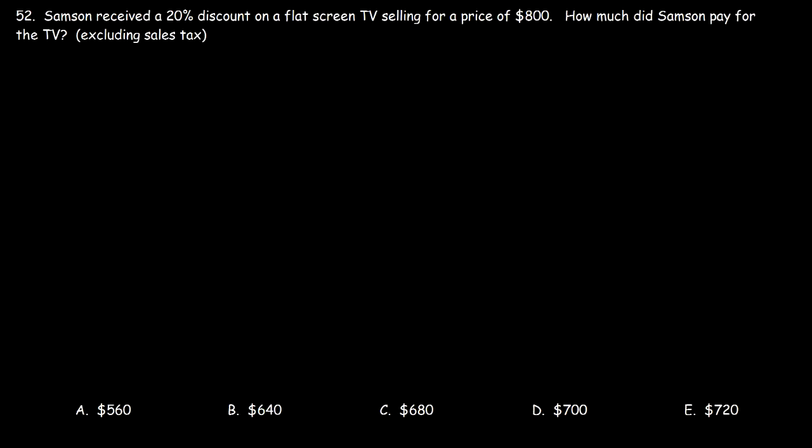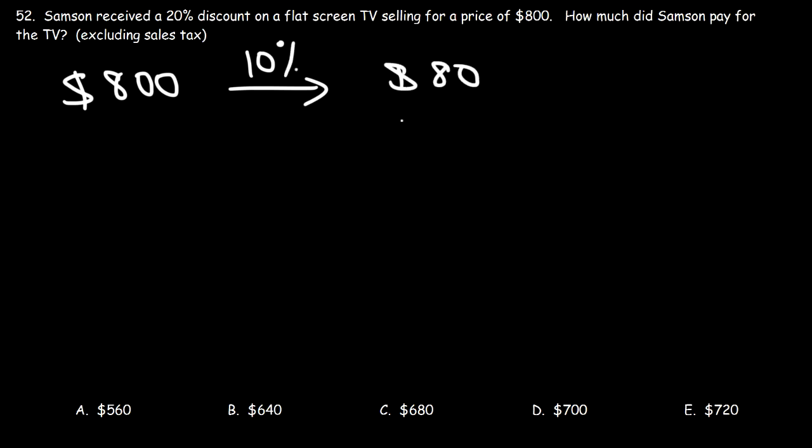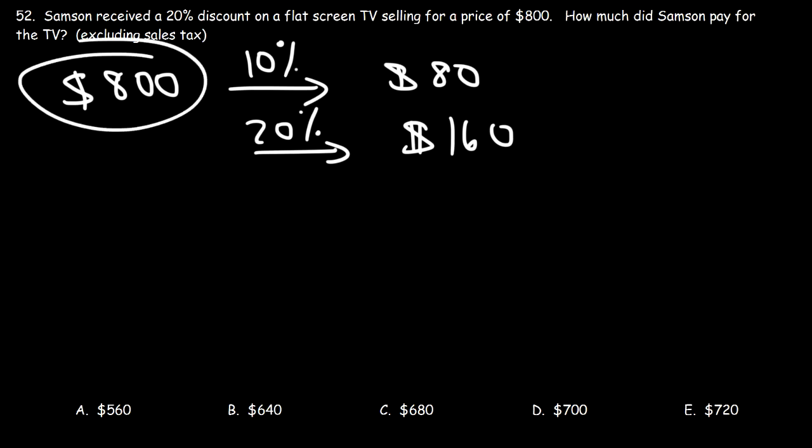52. Samsung received a 20% discount on a flat screen TV selling for a price of $800. How much did Samsung pay for the TV? So first, we need to determine what 20% of 800 is. So 10% is going to be $80, which means 20% is going to be twice the amount of 80. So 80 times 2, that's 160. So he's going to receive a discount of 160 off the price of the TV.